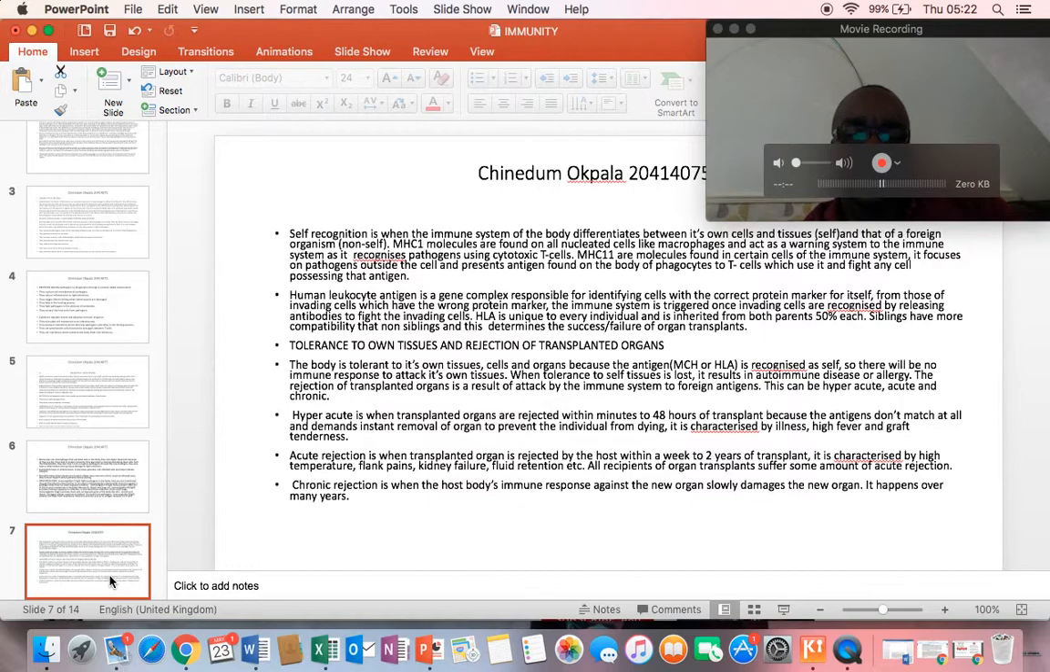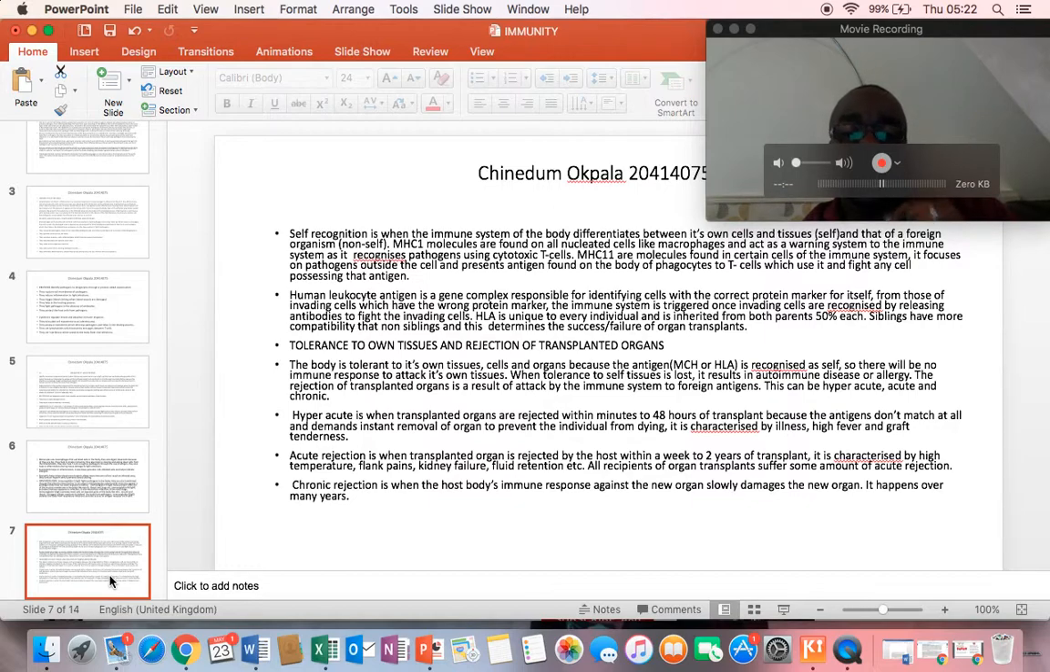Human leukocyte antigen is a gene complex responsible for identifying cells with the correct protein marker for itself from those of invading cells which have the wrong protein marker. The immune system is triggered once invading cells are recognized, releasing antibodies to fight the invading cells.